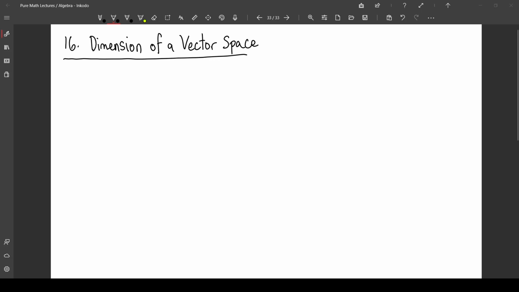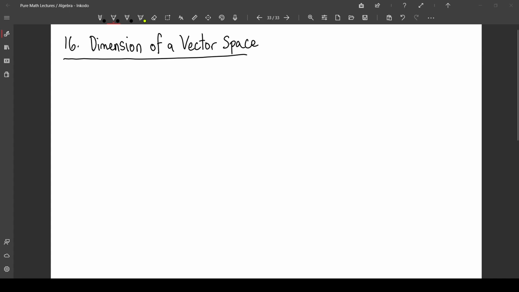Hello everyone. Today I'll be talking about the dimension of a vector space. So last time we talked about vector spaces and we talked about the basis of a vector space. And today we're going to show that if you have two bases for a vector space, then they have to contain the same amount of elements. And so that size, the number of elements of your basis, is called the dimension of V.